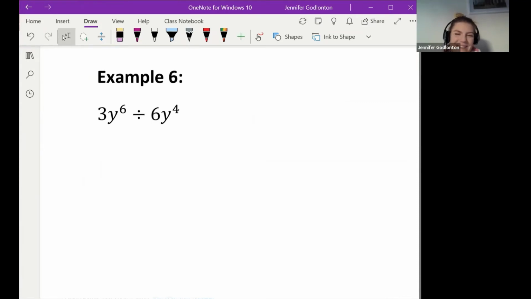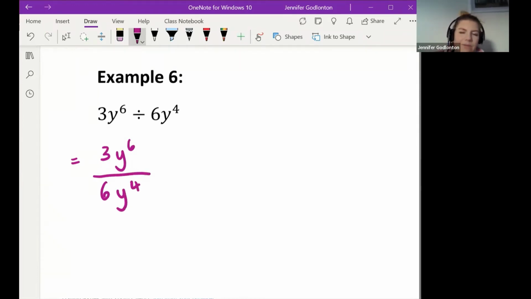Next one. 3y to the power of 6 divided by 6y to the power of 4. As soon as we see a division sign and we're dealing with exponents, my recommendation is write it up as a fraction. 3y to the power of 6 over 6y to the power of 4. Don't fall for the trap.